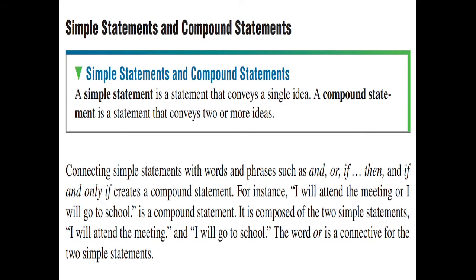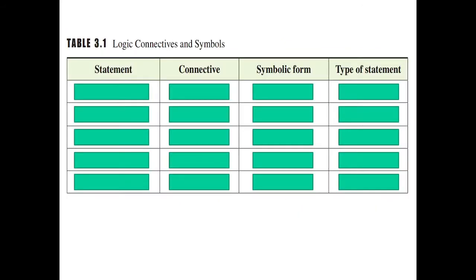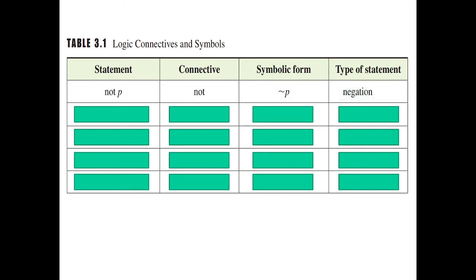So we have here the different connectives. If my statement is not P, the connective is not. In symbolic form, that will be the symbol. This is what you call a negation. There is also P and Q. Now, what is the connective here? What have you noticed? What is the connective in our second statement?